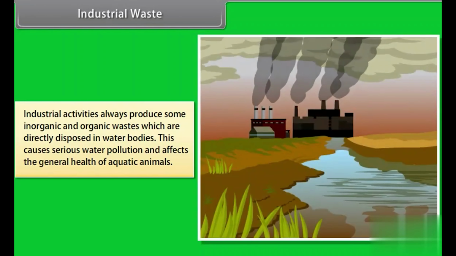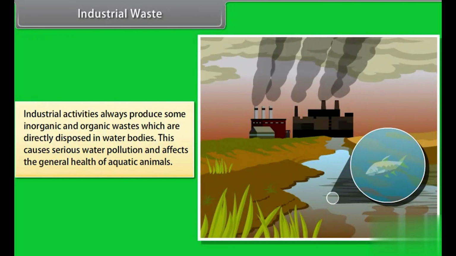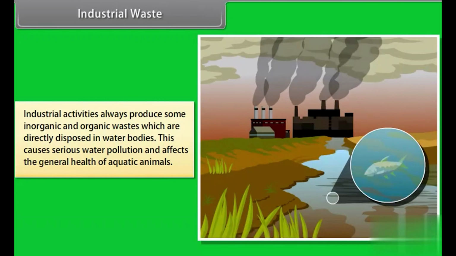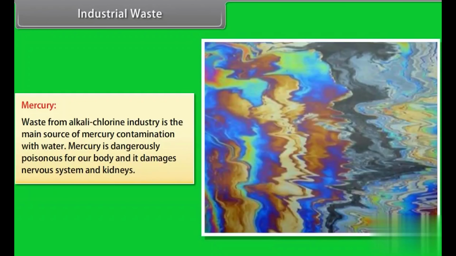Industrial waste. Industrial activities always produce some inorganic and organic wastes which are directly disposed in water bodies. This causes serious water pollution and affects the general health of aquatic animals. Effects of pollutive action of different metals are: Mercury. Waste from alkali chlorine industry is the main source of mercury contamination in water. Mercury is dangerously poisonous for our body and it damages nervous system and kidneys.